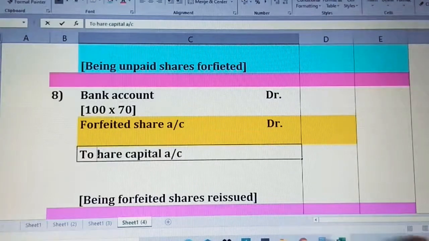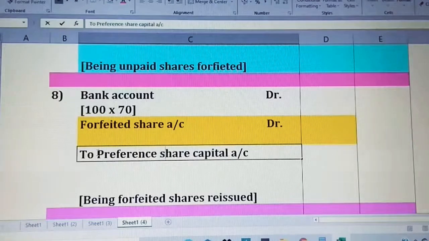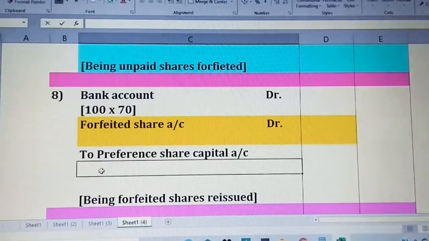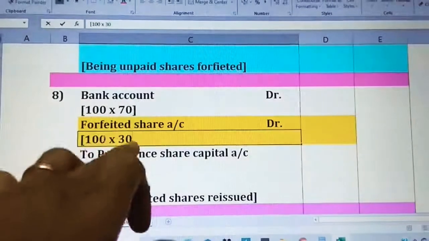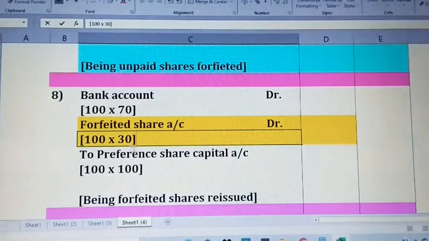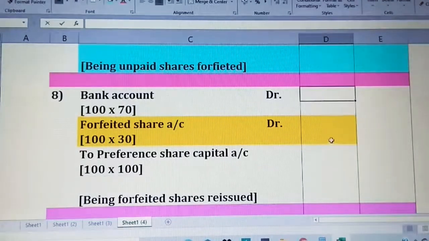Is it share capital? It is preference share capital. So we are going to take your 100 into 100 is a face value. So what is the difference given here? 100 into 30. 100 minus 70 is 30. This is how we have to take. Clear? This is very simple, I guess. It's going to be 7,000.